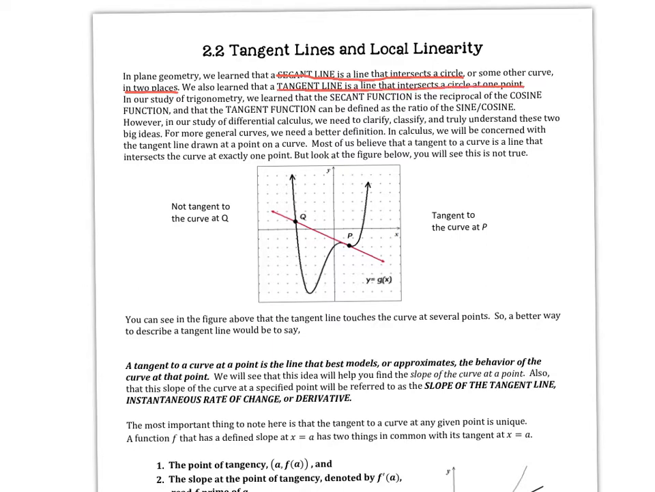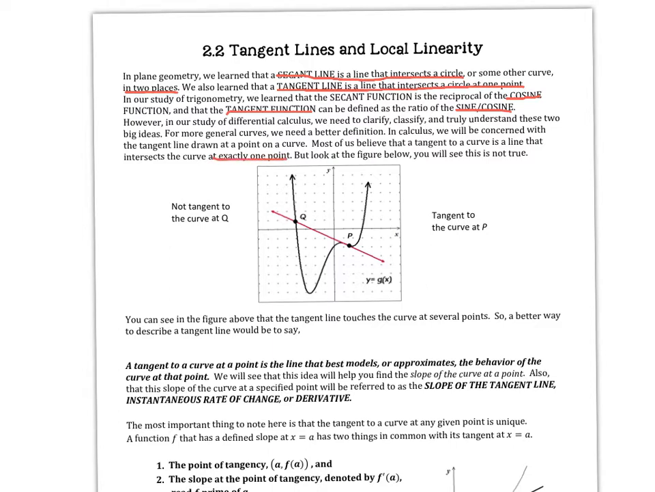All right. Okay, and also remember we learned about our trig stuff. We learned about the cosine, the tangent, and how that's the sine and the cosine, so on. But what we're going to focus on right now is the tangent line to a curve. So we think that a tangent line to a curve intersects the curve at exactly one point. But I want you to look at the figure down below.